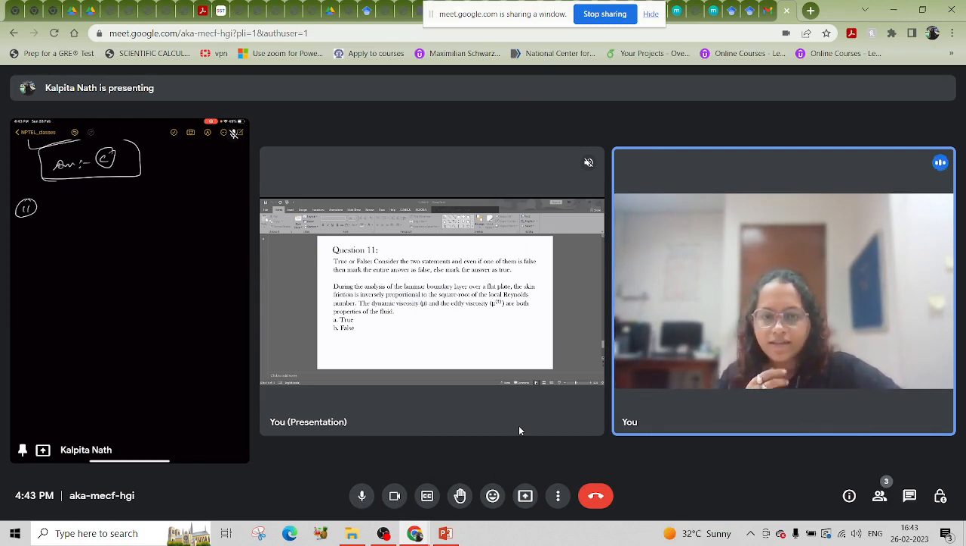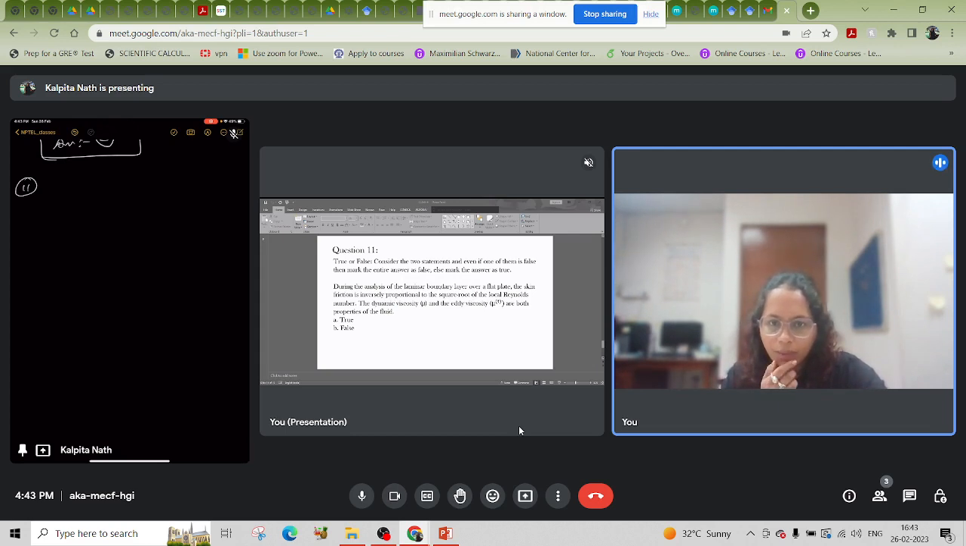In this, the first thing that is written is: in flat plate laminar boundary layer, the skin friction is inversely proportional to the square root of the local Reynolds number. This is true obviously because we know the skin friction coefficient for laminar flow is 0.664 upon root over Reynolds number. So that means Cf x is directly proportional to 1 upon root over Reynolds number.